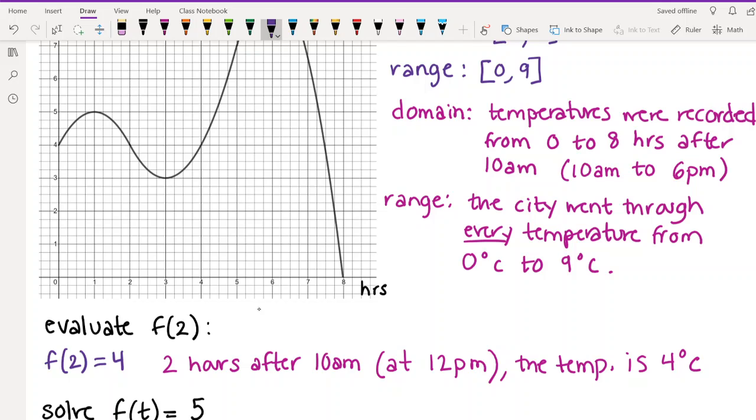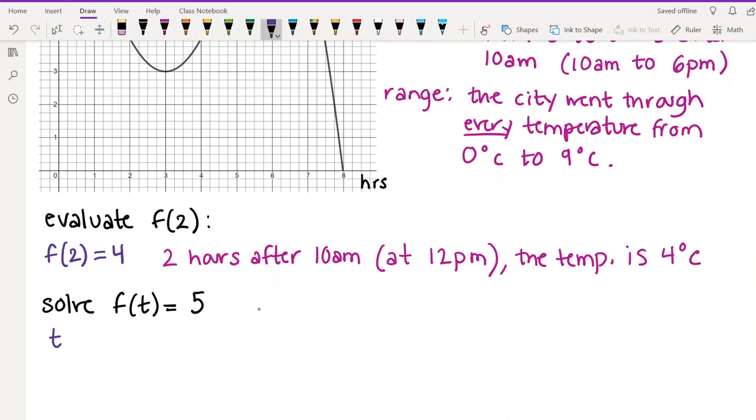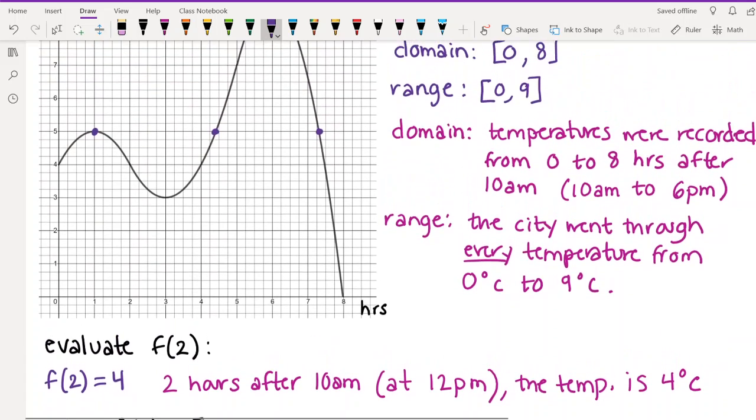So I'm just going to go through the graph and draw a point on all the places where it looks like the graph has a height of 5. So we have 3 different points. The first point, it looks like, happens at t is equal to 1. So that's going to be our first answer. So what is the second point? Well, this one we're going to have to estimate a little bit.